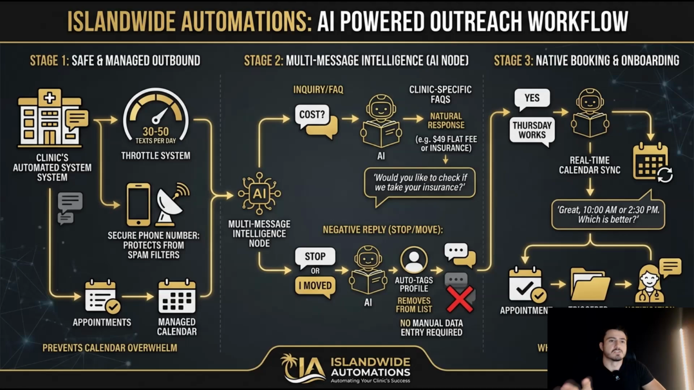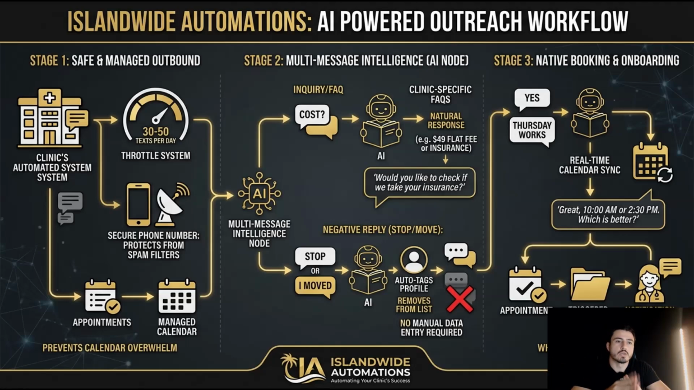Now, if you tell your front desk staff to manually text 1,500 people and manage all those replies, they'll quit. It's an administrative nightmare. So this is where the Golden BB of AI automation really comes in. Here's what the system at Island-Wide Automations looks like behind the scenes. First, we're going to throttle out some outbound texts. The system will only send about 30 to 50 texts a day, and this will keep your phone number safe from spam filters. It also ensures a steady, manageable flow of appointments rather than overwhelming your calendar all at once.